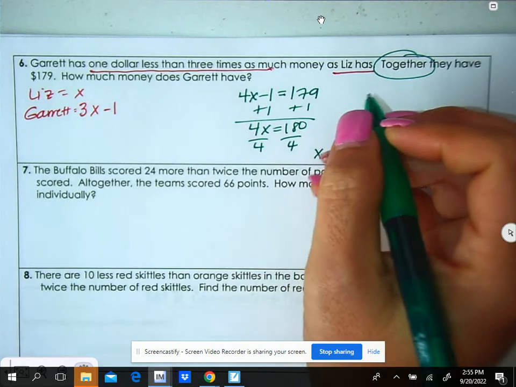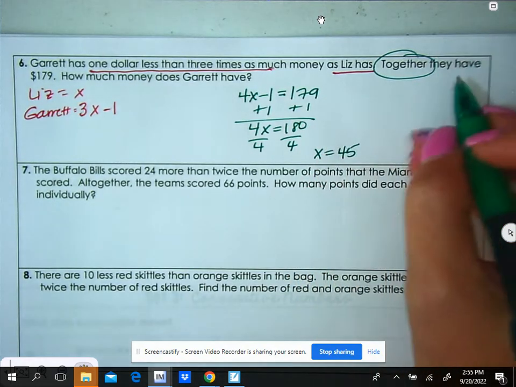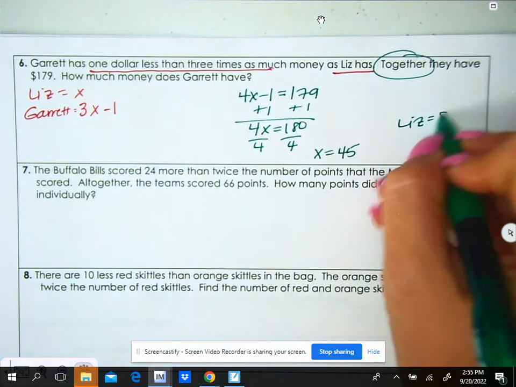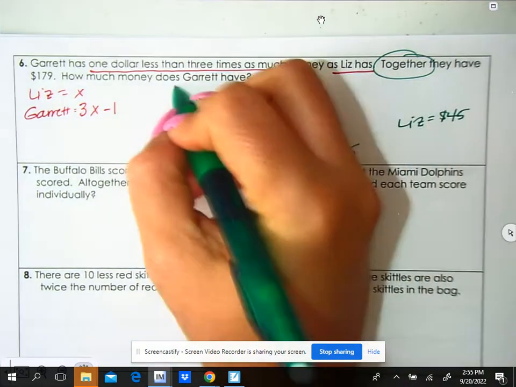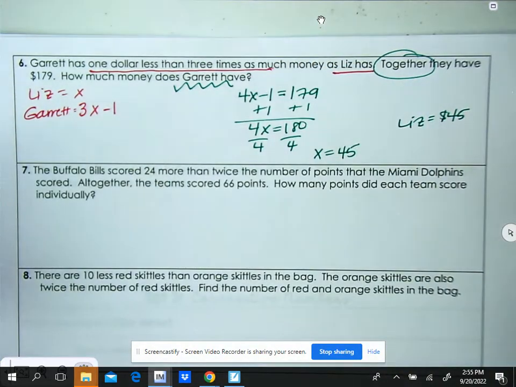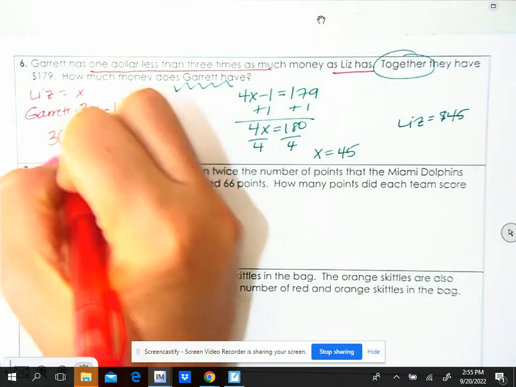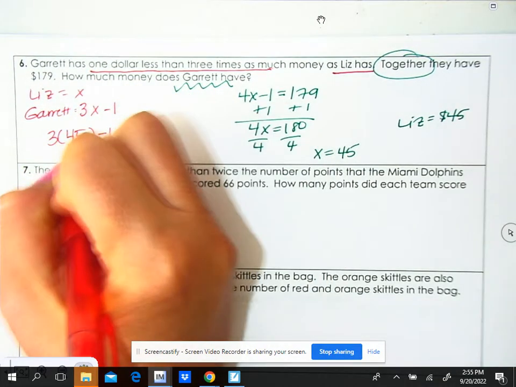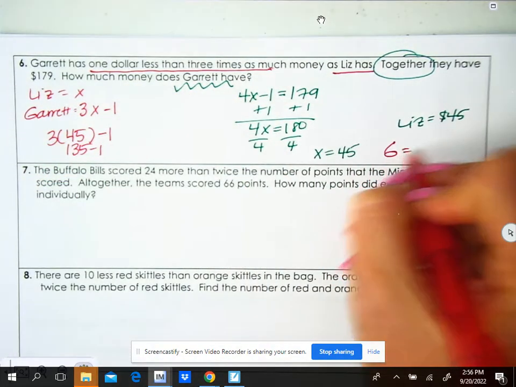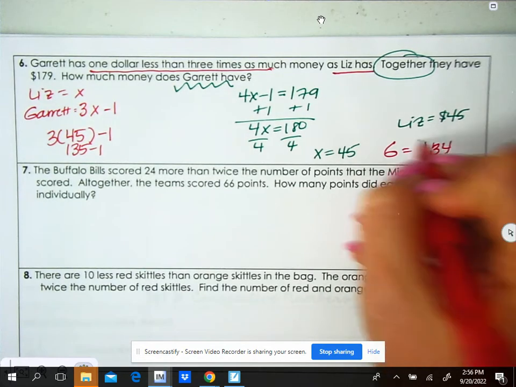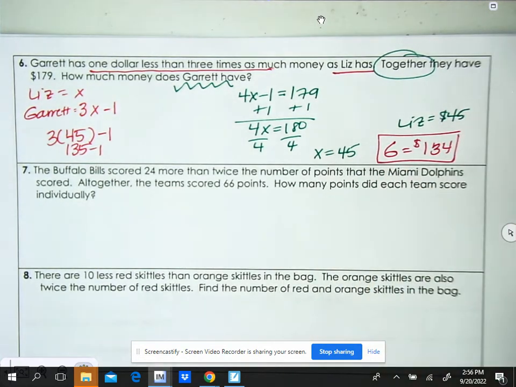2-step equation. So x is 45. So that means Liz has $45, but it didn't ask for Liz. It asked for Garrett. So we have to go back in and do 3 times 45, which is 135, minus 1 means Garrett has $134. Now that one only asked for 1.